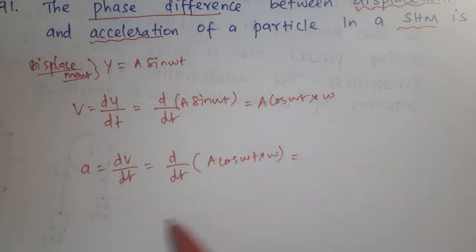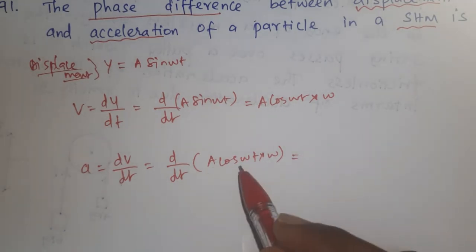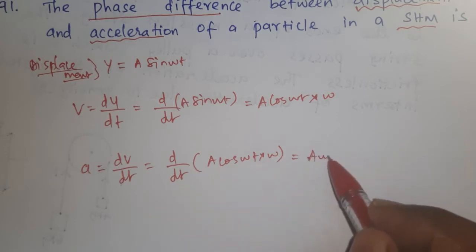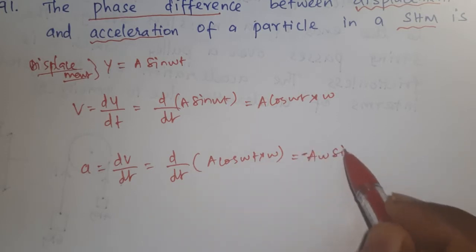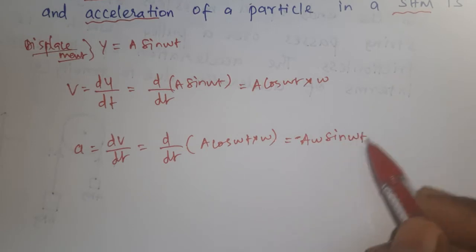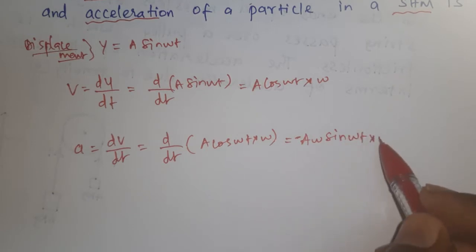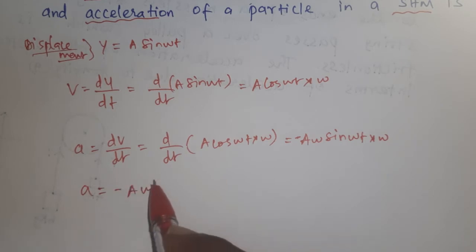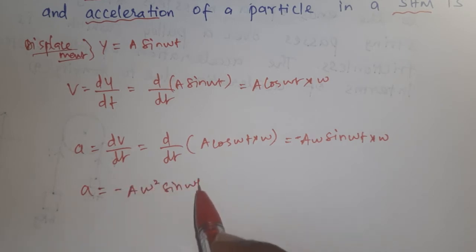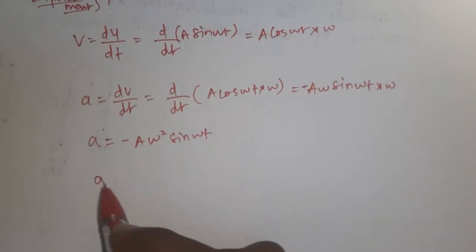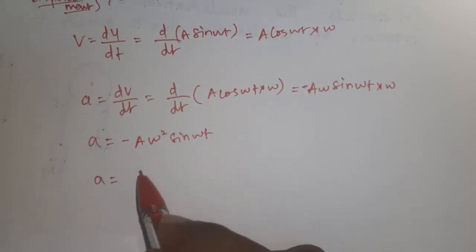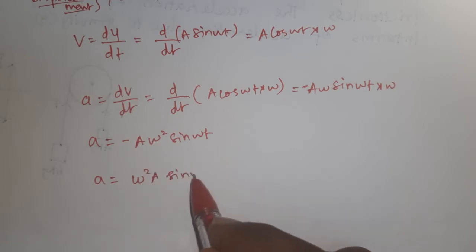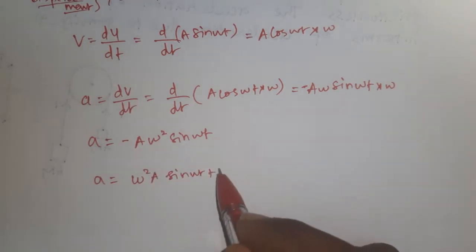Now we are going to differentiate. The differentiation of cos omega t is minus sin omega t. Already a omega is there, so a omega times minus sin omega t. Then omega t differentiated with respect to time gives omega. So acceleration a = minus a omega square sin omega t. Now a is equal to omega square a sin (omega t plus pi).